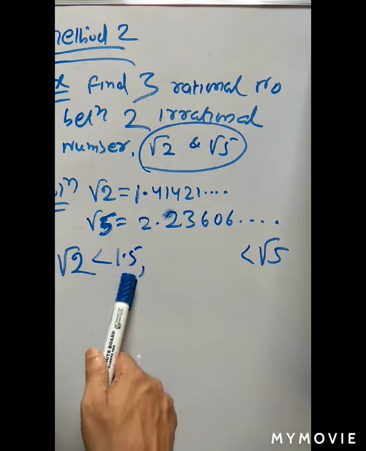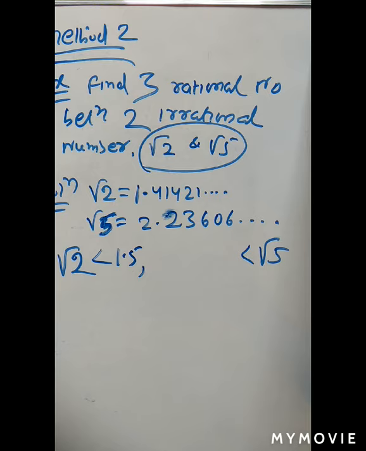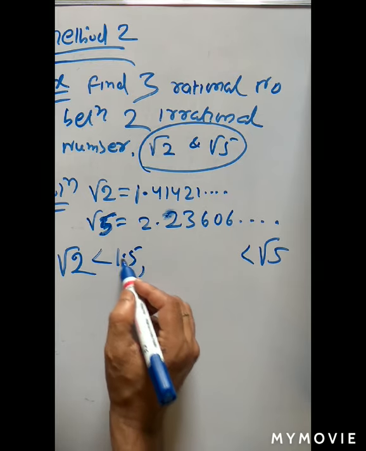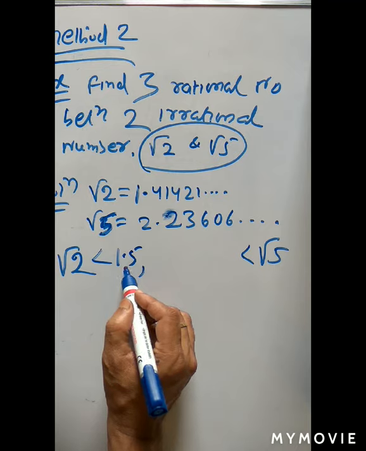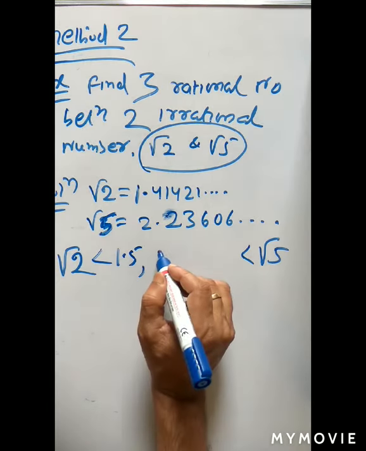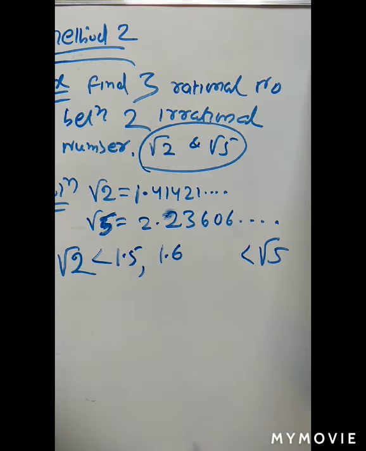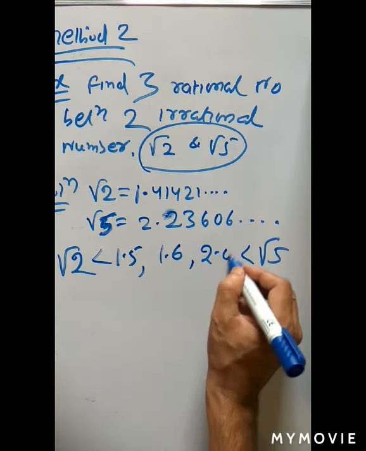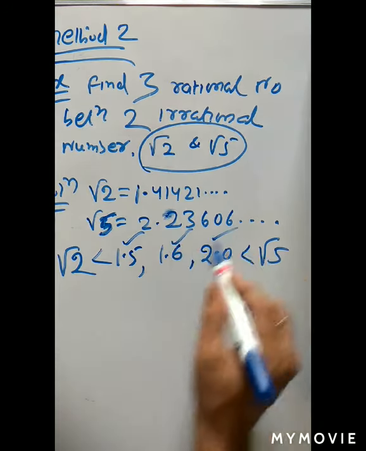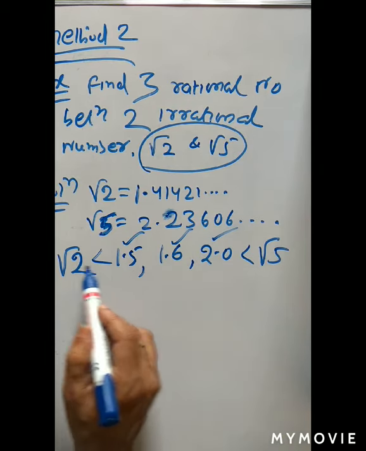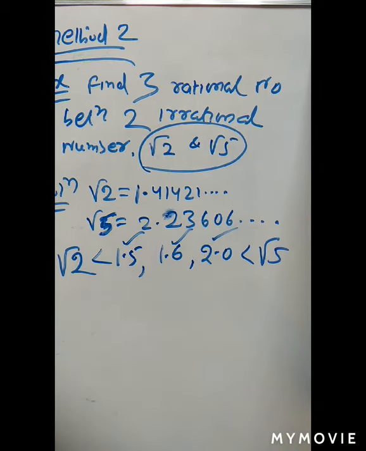So 1.5 is which number? Rational number, because it can be expressed as 15 by 10, which is equal to 3 by 2. So this is expressed in p by q form. So this is a rational number. Another rational number you can take is 1.6. Another rational number you can take is 2.0. So you see these numbers are rational numbers lying in between two irrational numbers, root 2 and root 5. Is it clear?